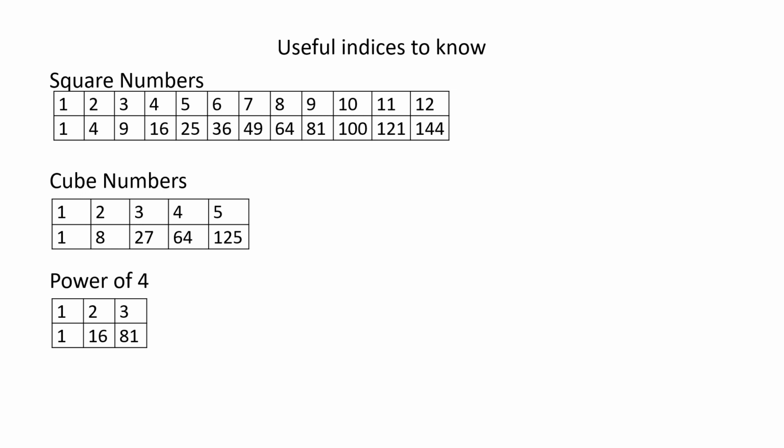What we mean by square number is when you multiply a number by itself. So from the table you'll be able to see something like 11 times 11 is 121. A cube number is when you multiply a number by itself 3 times, so like 4 times 4 times 4 would be 64. And power of 4 is when you multiply a number by itself 4 times, so 3 times 3 times 3 times 3 would be 81.